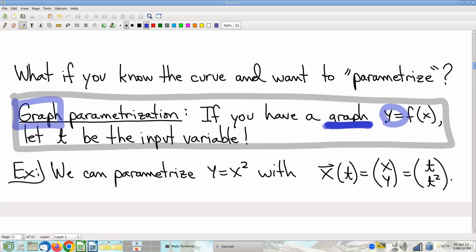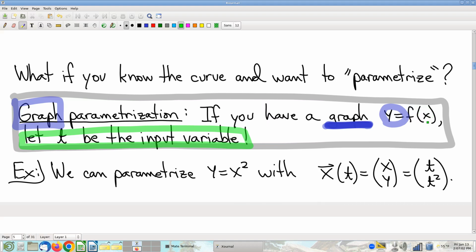Okay. So, you find yourself in this circumstance. Here's the extremely simple and effective method for parameterizing, and that is let t just be the input variable. It's as simple as that. Whatever is your input variable, in this case, x is your input variable. Just let t be x, and everything will just fall into place. It just works.